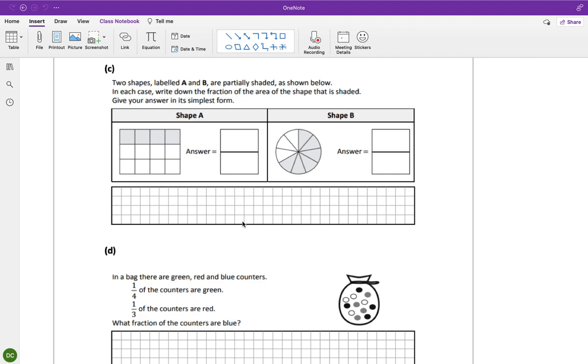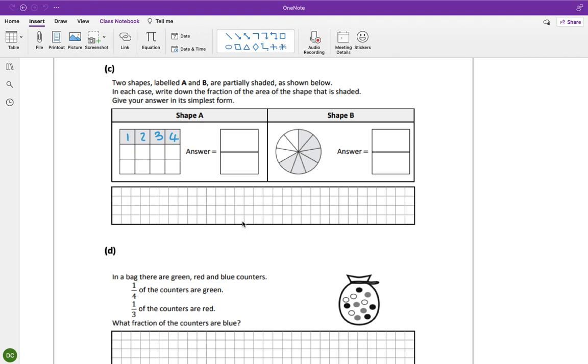2 shapes labelled A and B are partially shaded as shown. In each case, write down the fraction of the area of the shape that is shaded. Give your answer in its simplest form. Okay, so we did these in class. So 1, 2, 3, 4, 5, 6, 7, 8, 9, 10, 11, 12. So that is going to be 4 out of 12 shaded. And it does specifically say simplest form, so that's going to be 1 over 3.